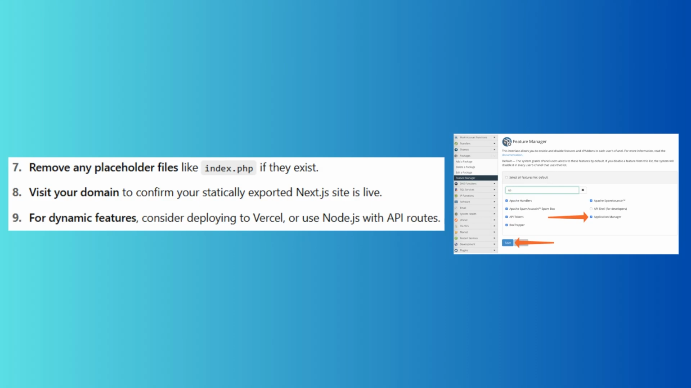Visit your domain to confirm your statically exported Next.js site is live. For dynamic features, consider deploying to Vercel or using Node.js with API routes.